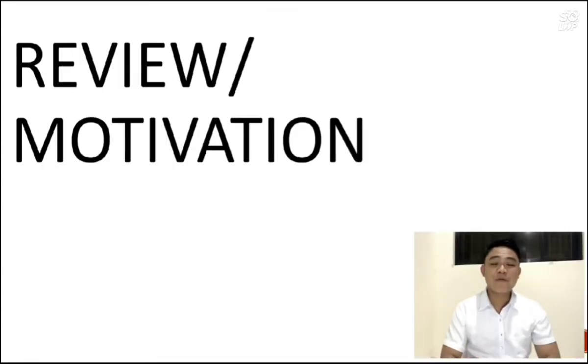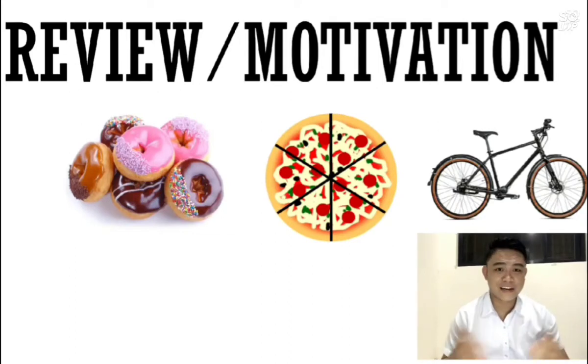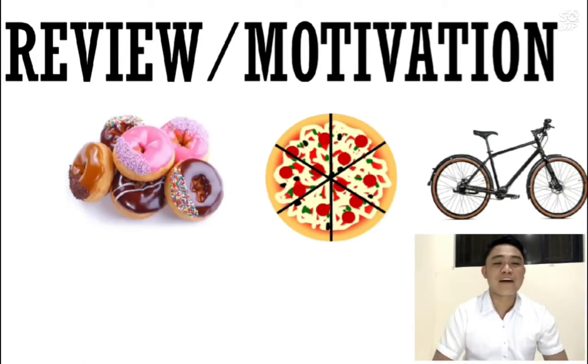Okay, let's have a recap of what we have discussed yesterday. I have three pictures, and those pictures are a donut, a pizza, and a bicycle. All you have to do is to identify the common characteristic of the pictures. What did you observe or notice in the pictures? There's a round shape among the pictures. Yes, very good. There's a circle shape.